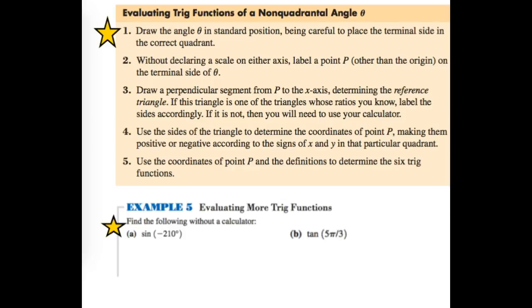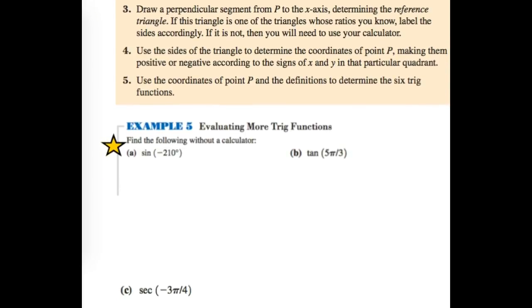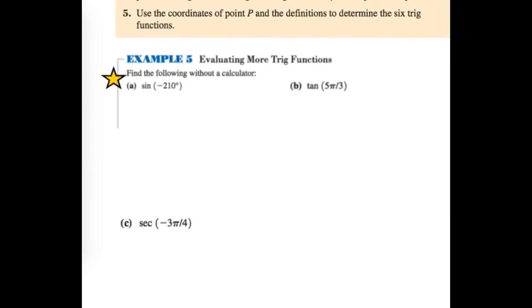If it's one of our special triangles, you can label your sides 1, 1, root 2 or 1, root 3, 2. And if it's not, we'll have to use our calculator. We can use our triangle to help us find the coordinates of point P and then find our 6 trig functions. So this time we're not finding all 6 trig functions. I just gave you a specific one to do. So the first step is draw your angle and then draw your reference triangle.